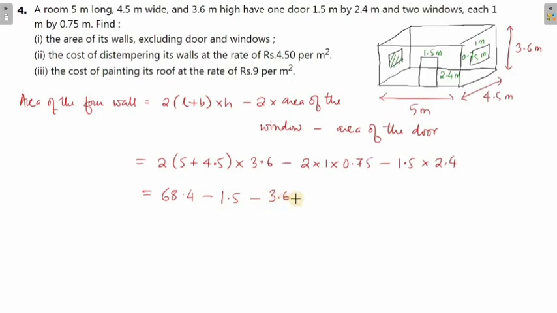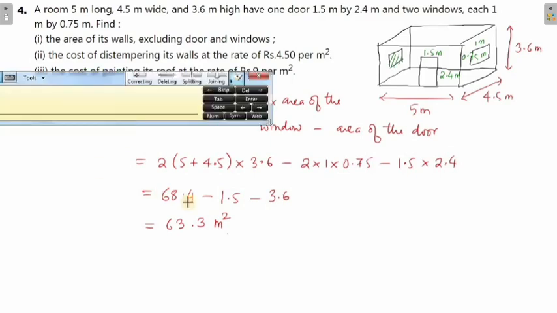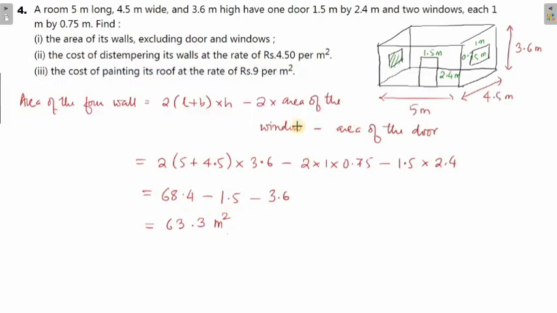Now let's quickly simplify this. 68.4 minus 1.5 minus 3.6. When you simplify this, you get your answer to be 63.3, and since this is the area, it will be in meter square. So this is my first answer, so you can write number 1 here.